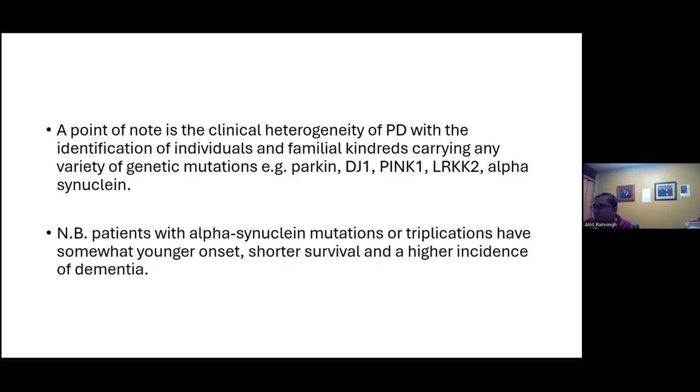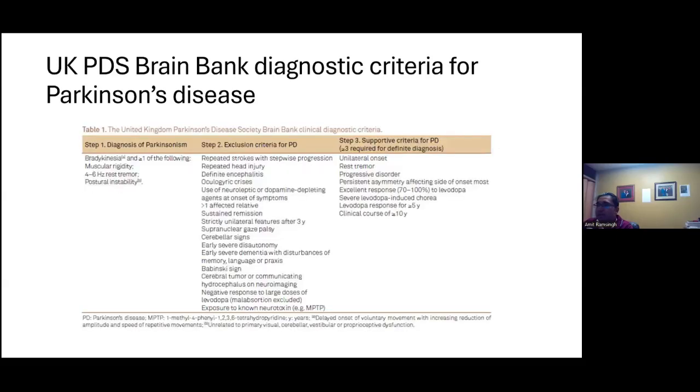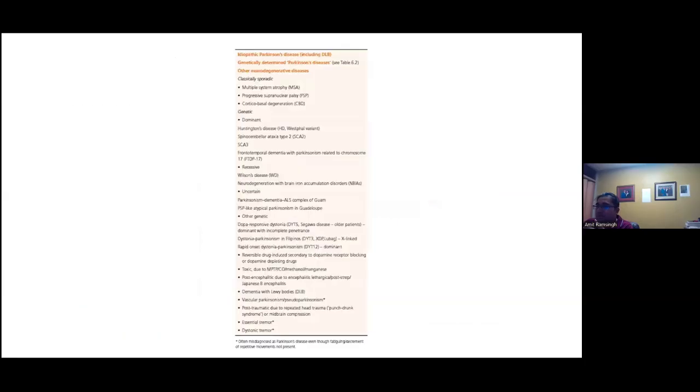One of the important tools created to aid us in the diagnosis of Parkinson's disease was the UK Brain Bank diagnostic criteria. It's quite extensive, but it basically breaks into three steps. In step one, you have your core features: bradykinesia, muscular rigidity, resting tremor, and postural instability. In step two, you have disorders that would exclude or make it less likely. In step three, you have supportive criteria, which may or may not be essential for the diagnosis, but help to strengthen it.